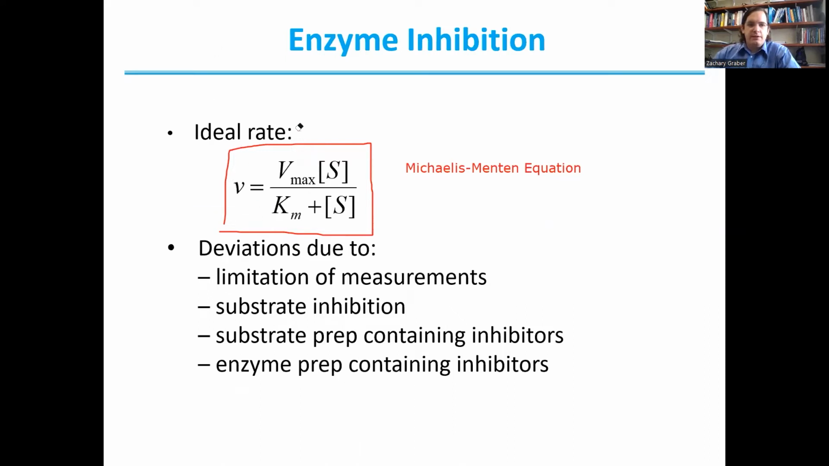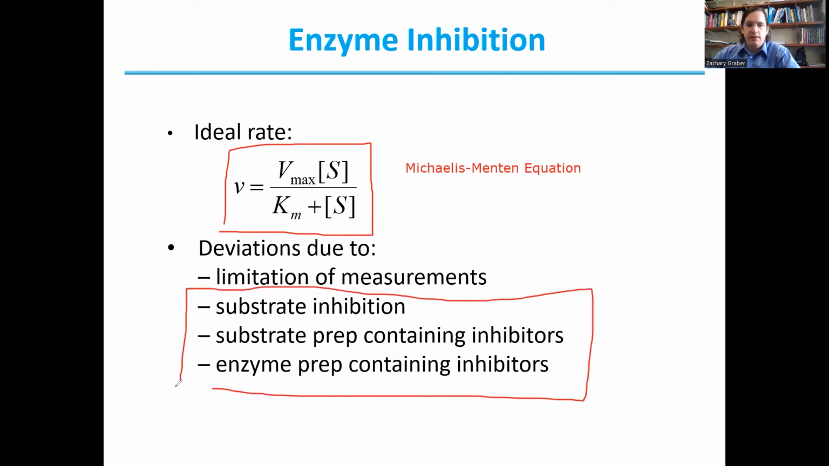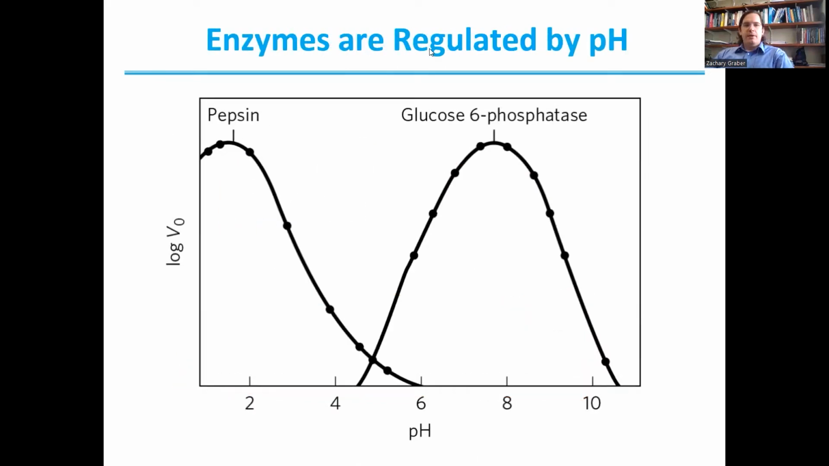So this is the ideal scenario. Now, this ideal, of course, can deviate in several different ways. What we're mostly going to be concerned about is the presence of inhibitors that will change that ideal rate. Enzyme inhibitors can take a variety of different forms. The first possibility is environmental factors, such as our pH or the temperature.